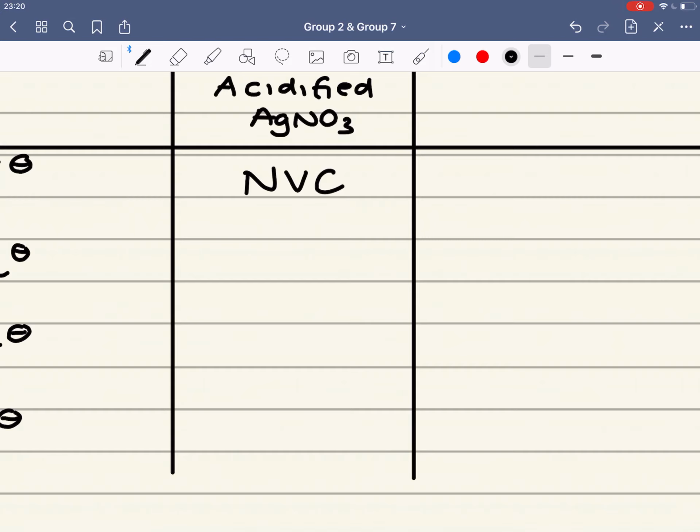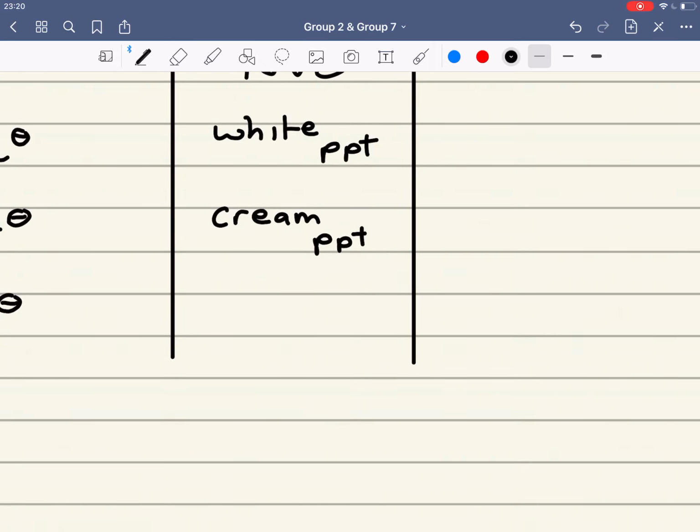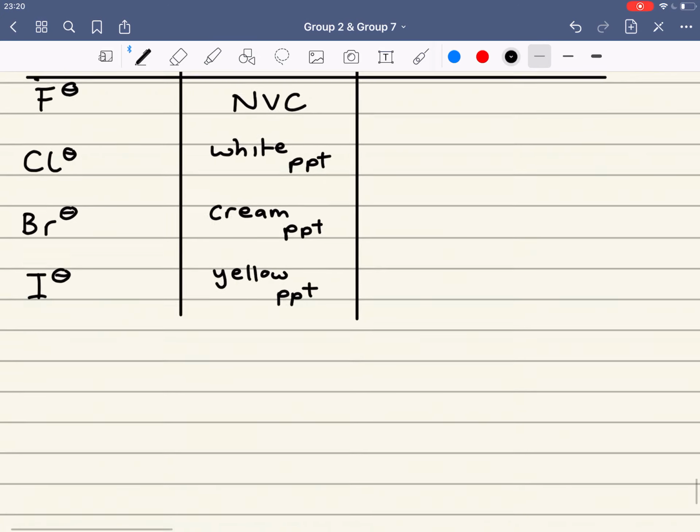When chloride ions react with acidified silver nitrate, you observe a white precipitate, and that white precipitate is silver chloride. Bromide ions react to form the cream precipitate of silver bromide, and iodide ions react with acidified silver nitrate to form the yellow precipitate of silver iodide.